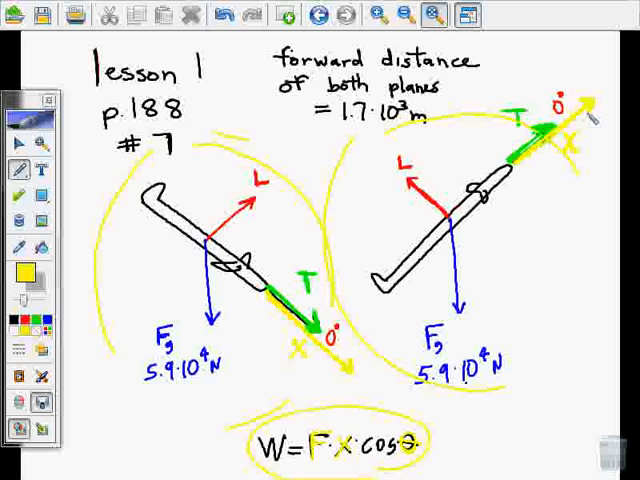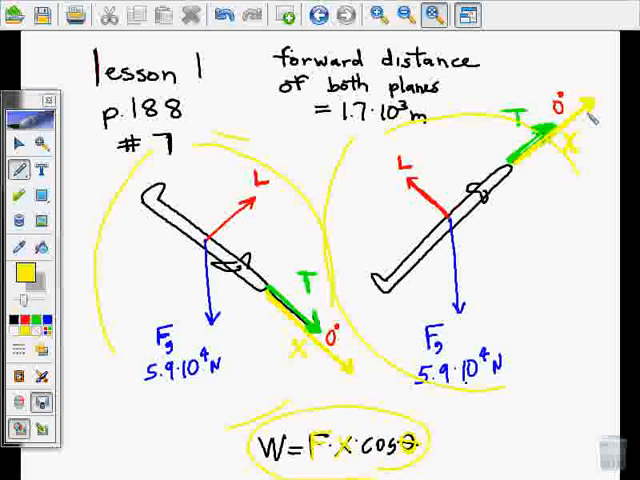Right now we're calculating the work done by the thrust force. Only the thrust force. Okay. And I'm asking you, how does the work done by the thrust force on the plane on the left compare to the work done by the thrust force on the plane on the right? They're equal to each other.